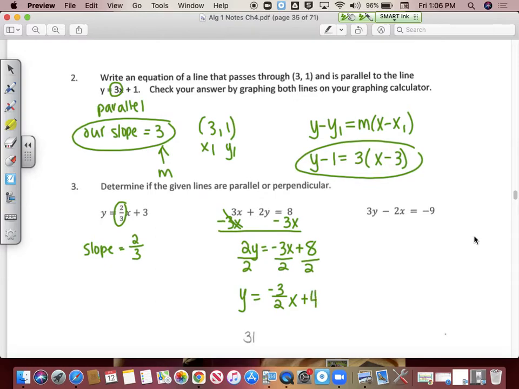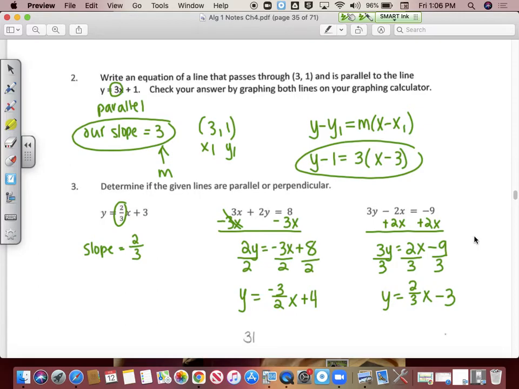Okay, I'm going to do the same thing for the next one, and then I'm going to see what's going on here. For this one, I'm going to add 2x to both sides. And I have 3y equals 2x minus 9. And then I'm going to divide everything by 3. And I get y equals 2/3 x minus 3.